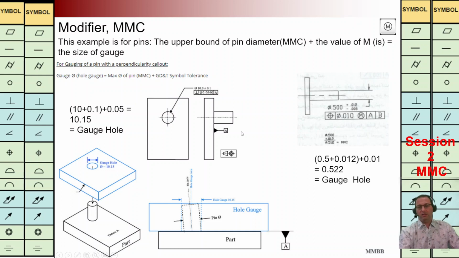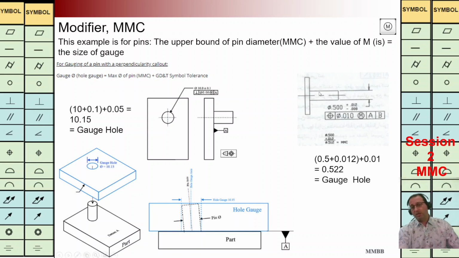We have another example here. As we can see here, it is a pin with the diameter of 10 plus minus 0.1, and we have the modifier with this value 0.05. We can see what is the maximum size of the pin. The maximum possible size of the pin is 10 plus 0.1, and then we need to modify that one plus this value to add more material on that. We can have this value 10.15. It is going to represent the size of the diameter of the gauge. If this part can go through this gauge with this diameter, it is an acceptable part.